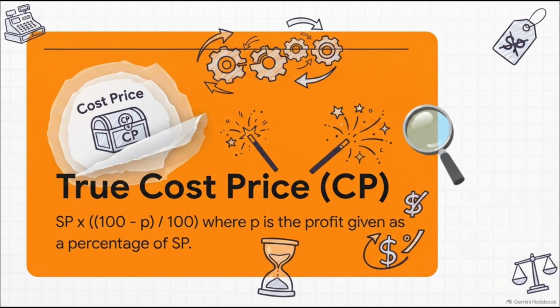If you are ever faced with a profit that's explicitly expressed as a percentage of the selling price, here is how you undo it. The cost price equals the selling price, multiplied by 100 minus the profit percentage, all divided by 100. It's like magic. It just effortlessly peels back that layer of the selling price and reveals the true cost underneath. Definitely memorize this one. It is going to save you some serious time.